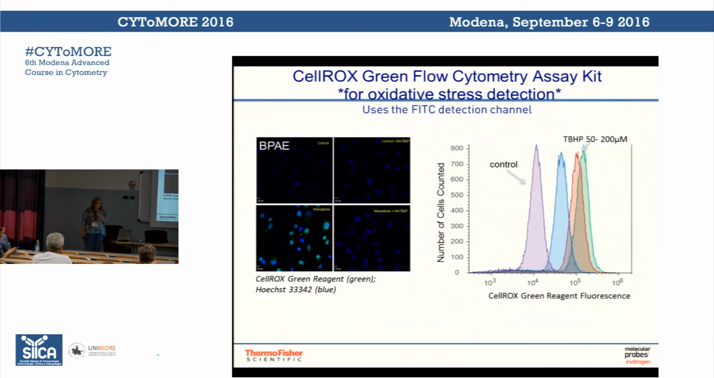So the CellRox Green, of course, is using the FITC detection channel, and here's a plot or an image of CellRox Green with a number of different controls. The flow cytometry kit also includes some controls, so you can treat your cells with tert-butyl hydroperoxide. You can treat your cells with a positive control and a negative control, and then you can set your voltages appropriately for your particular cells, and your cells of interest will hopefully fall in between there.